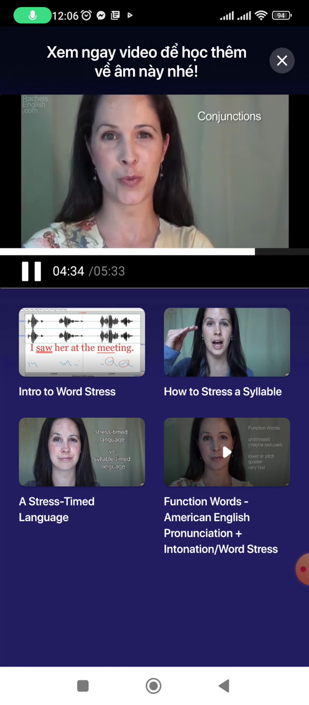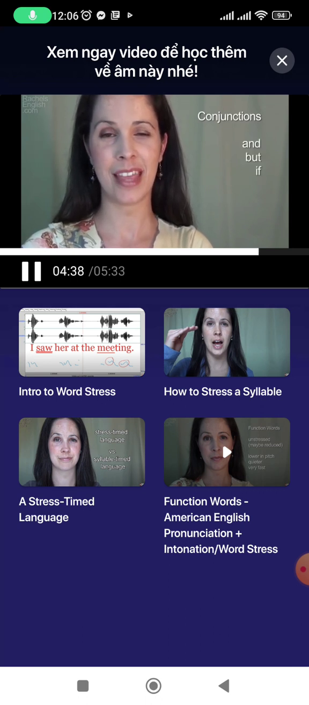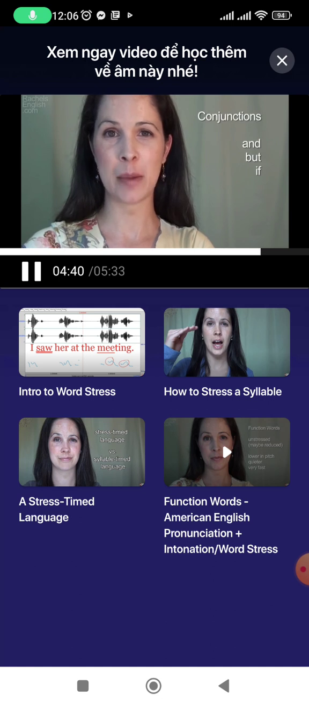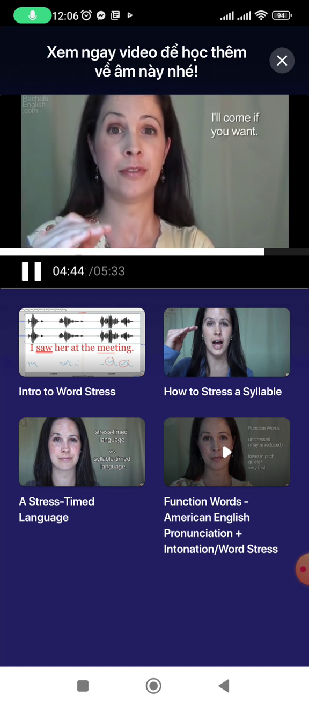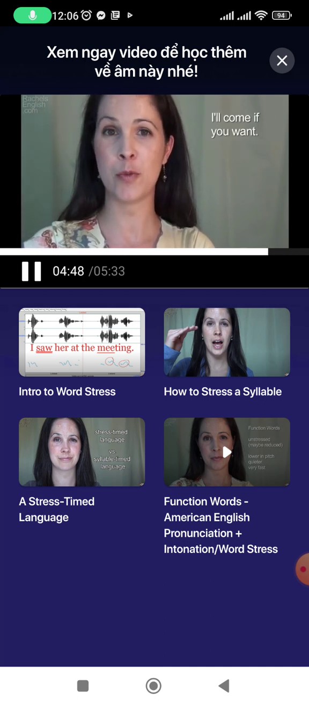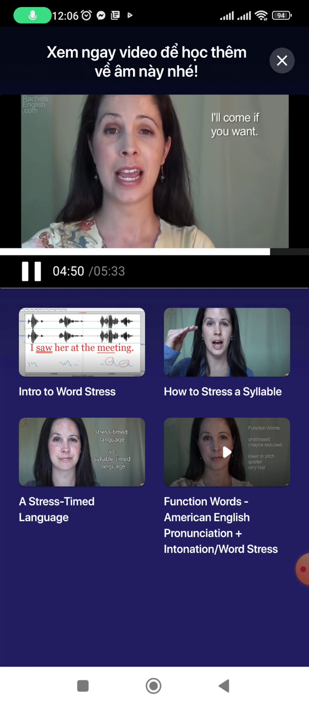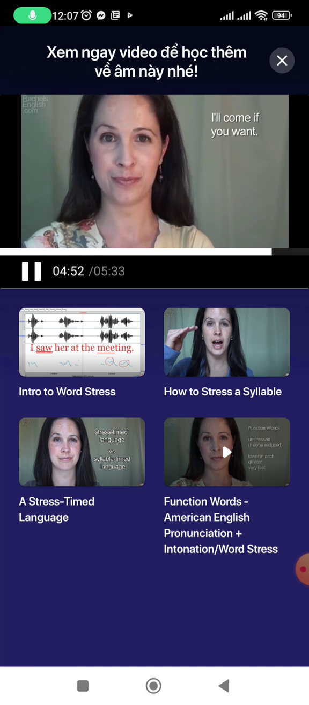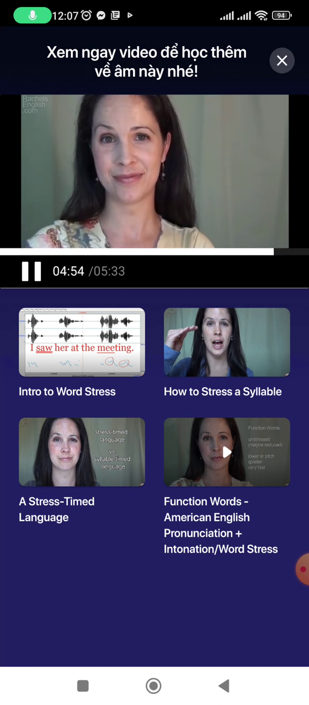Conjunctions are also function words. For example, and, but, if. In the example sentence, I'll come if you want. I'll come if you want. You can see that if is one of the words that is not stressed. It is lower in pitch. I'll come if you want.